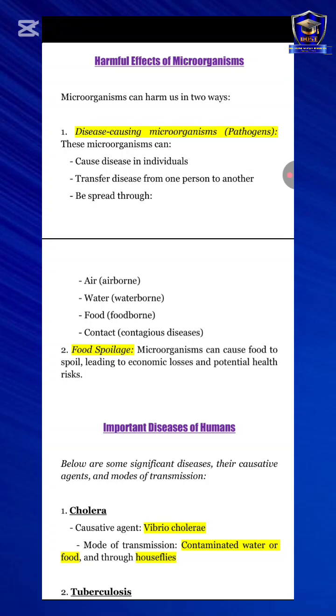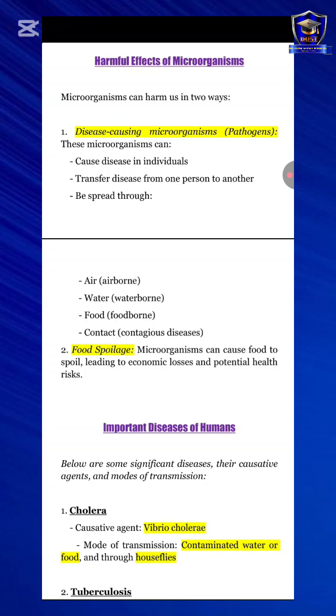And also, microorganisms can harm us by causing what is called food spoilage. Okay, so if you keep your food exposed, microorganisms can come into it and work havoc in your food and cause the formation of harmful substances in your food, and generally just spoil the texture and everything about your food, and it will be dangerous to consume such food. So these are two major ways that microorganisms harm us.